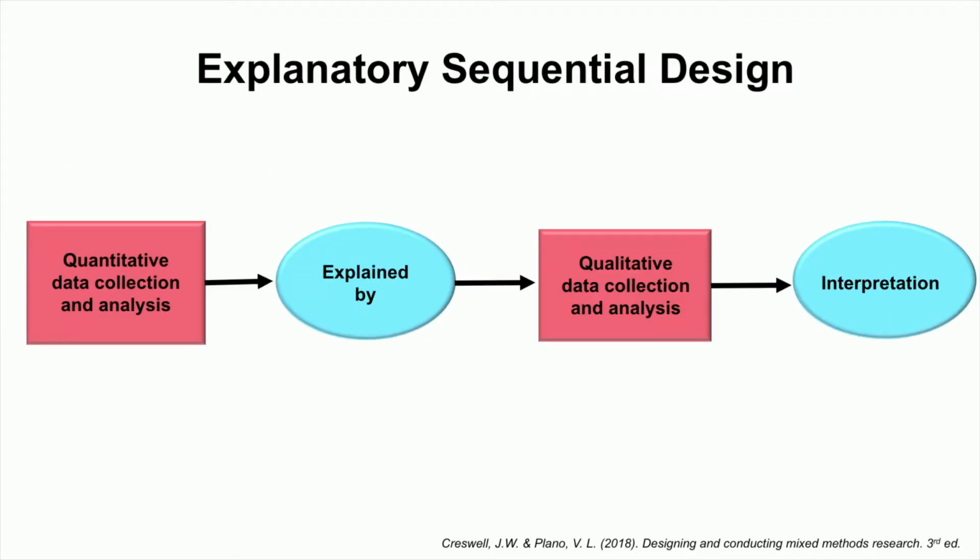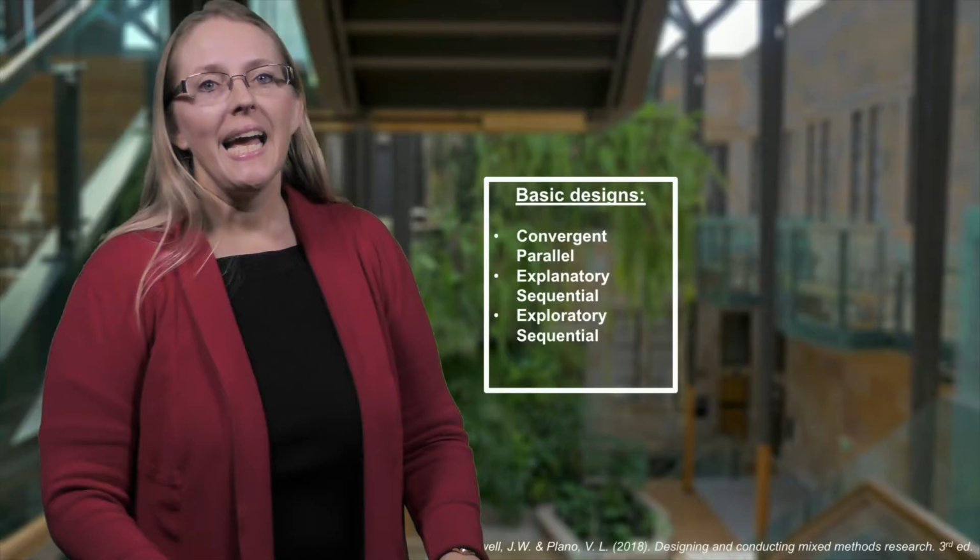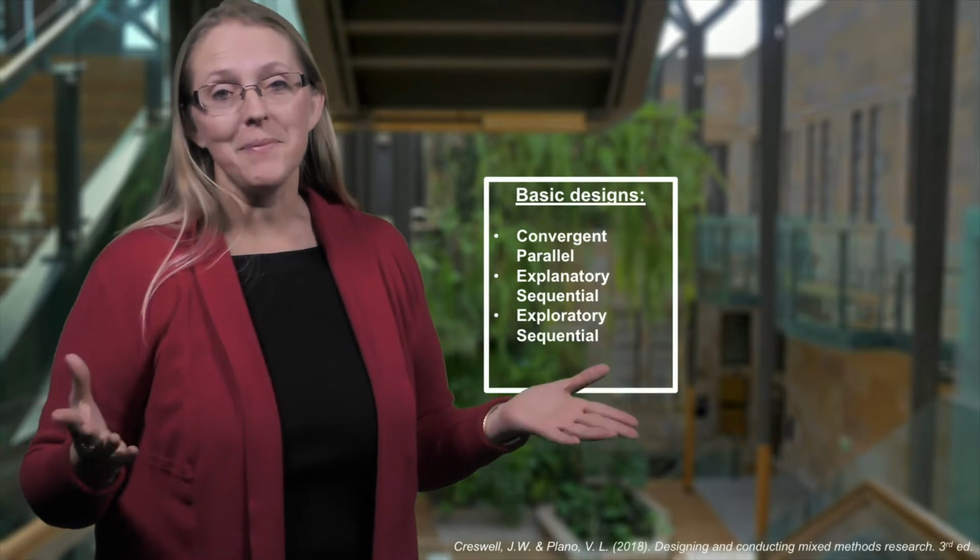The explanatory sequential design collects and analyzes data using a quantitative design followed by a qualitative design. In this type of design, the qualitative data is used to explain the quantitative results. The exploratory sequential design collects and analyzes data using a qualitative design followed by a quantitative design. In this type of design, the qualitative findings are used to develop interventions or surveys that will be tested using a quantitative design. Now moving on to more advanced mixed methods designs.